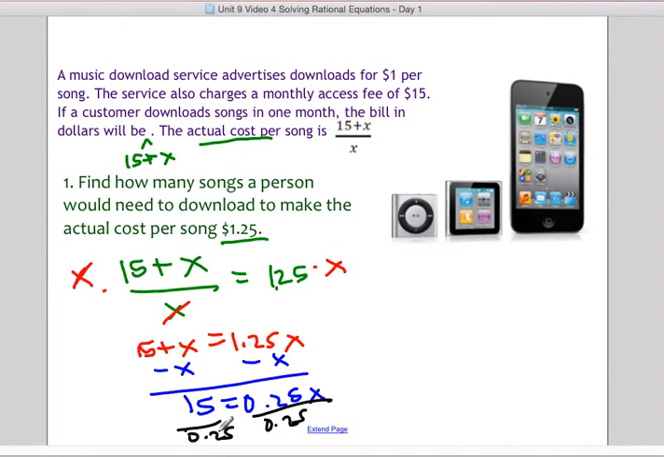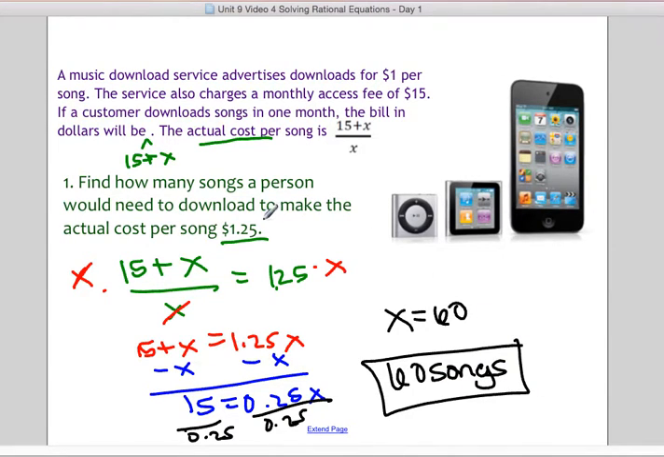So 15 divided by 0.25, you type it in on your calculator, and you get x is equal to 60. So that would be 60 songs. So I would need to download 60 songs for them to cost $1.25 per song.